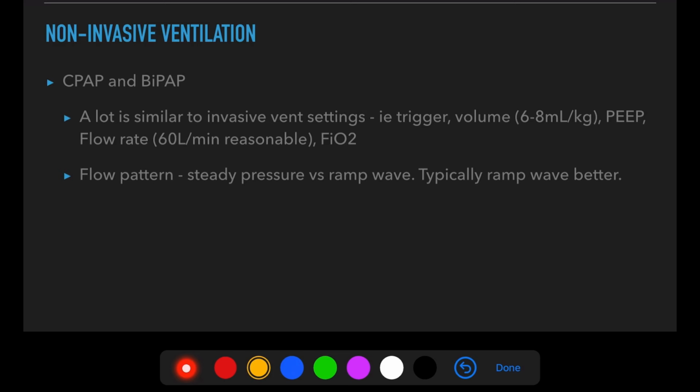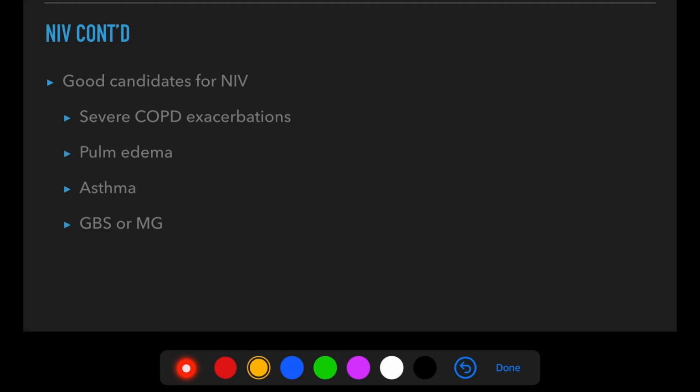You can pick the flow pattern, steady pressure, so you go right up to the pressure you want, you keep that pressure steady throughout the breath, and then drop it off. Or what's typically a little more comfortable is ramping up the pressure till they get the size of the breath they want. Good candidates for non-invasive ventilation: severe COPD exacerbations, pulmonary edema, asthma, Guillain-Barré, or myasthenia gravis.